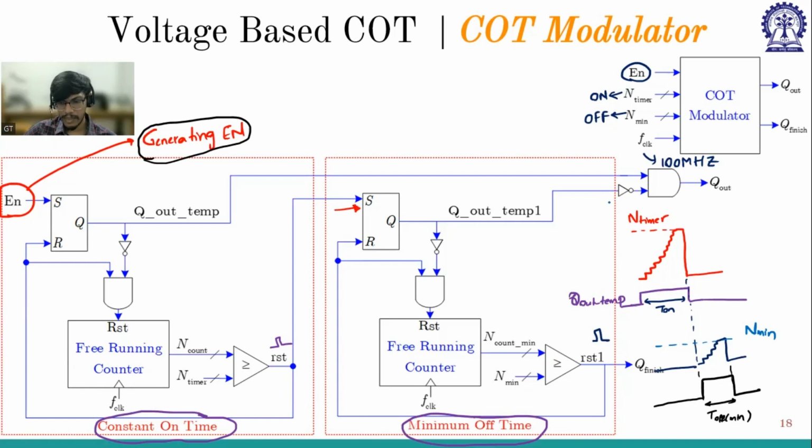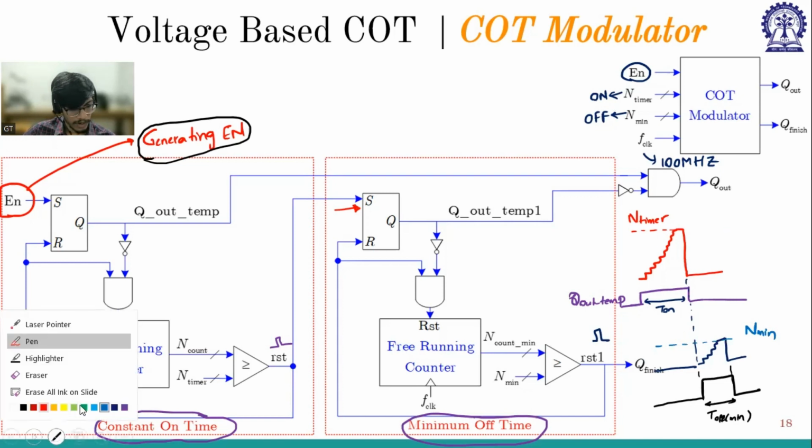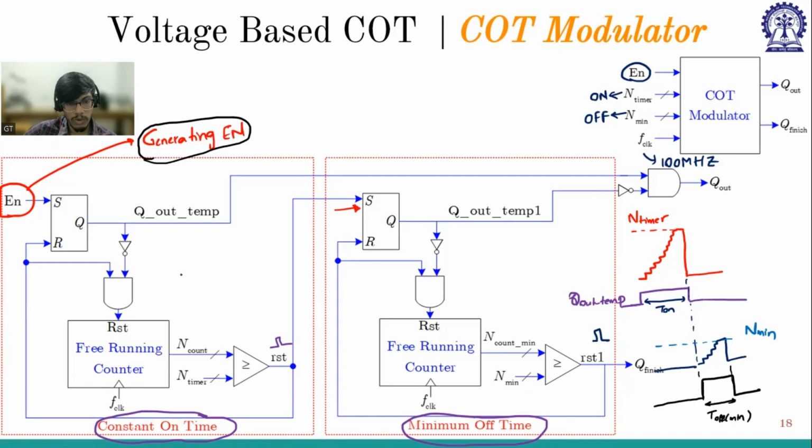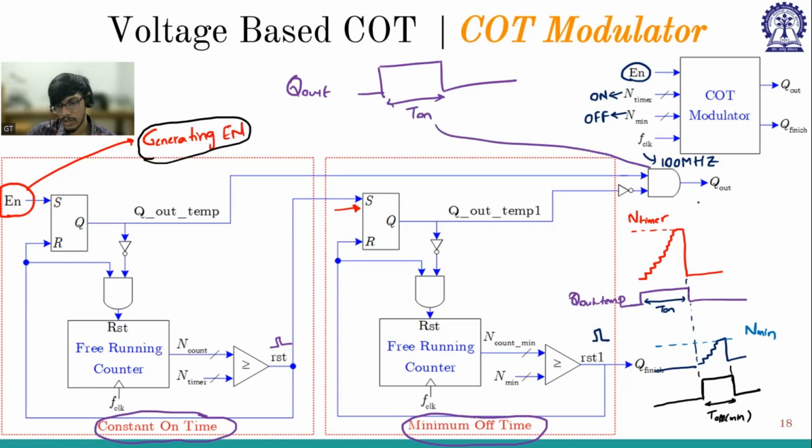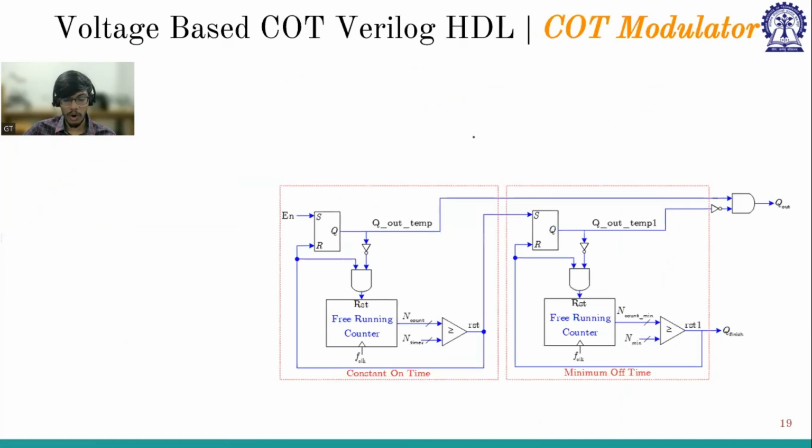And as there is a negation to this, only this Q out temp will be going into this Q out. So this output will depend upon Q out temp and Q out temp 1. From this, I can see Q out will be, say if I use a different color, here. So this is my Q out pulse. So this is the COT modulator, how the COT modulator is working.